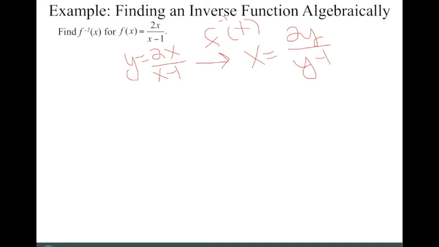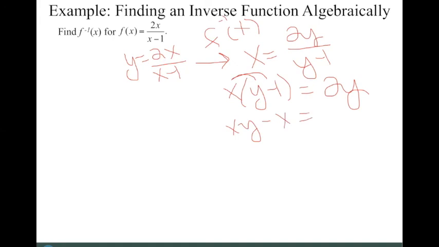So to solve for y, I'm going to multiply by the denominator, x times (y minus 1) equals 2y. I need that y not to be in parentheses anymore, so I can isolate it. So I'll distribute: xy minus x equals 2y. Now I have 2 copies of y. Just like if we were solving for a single variable, I'm going to put them on the same side of the equation. So I'll subtract xy from both sides.